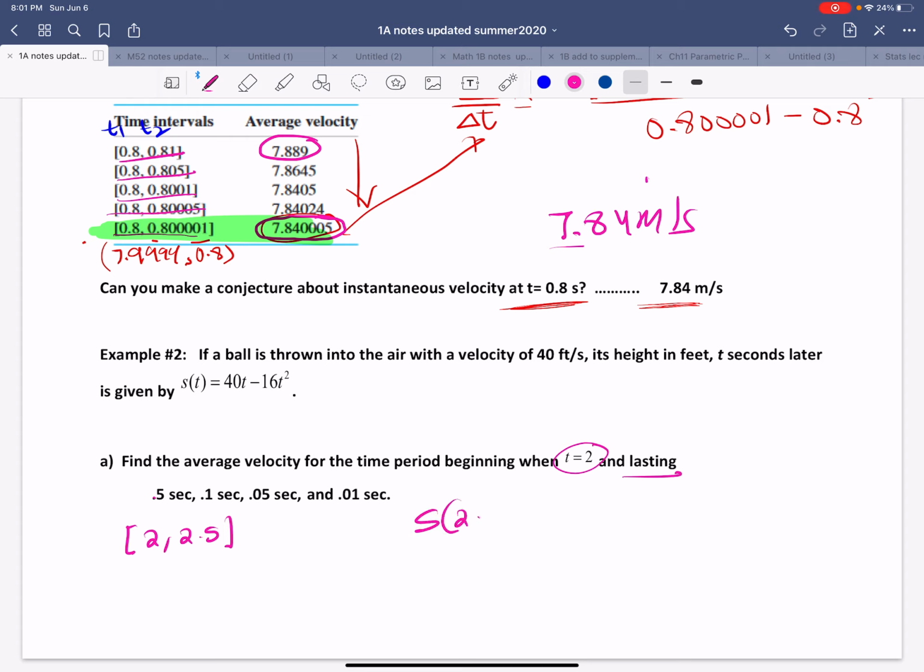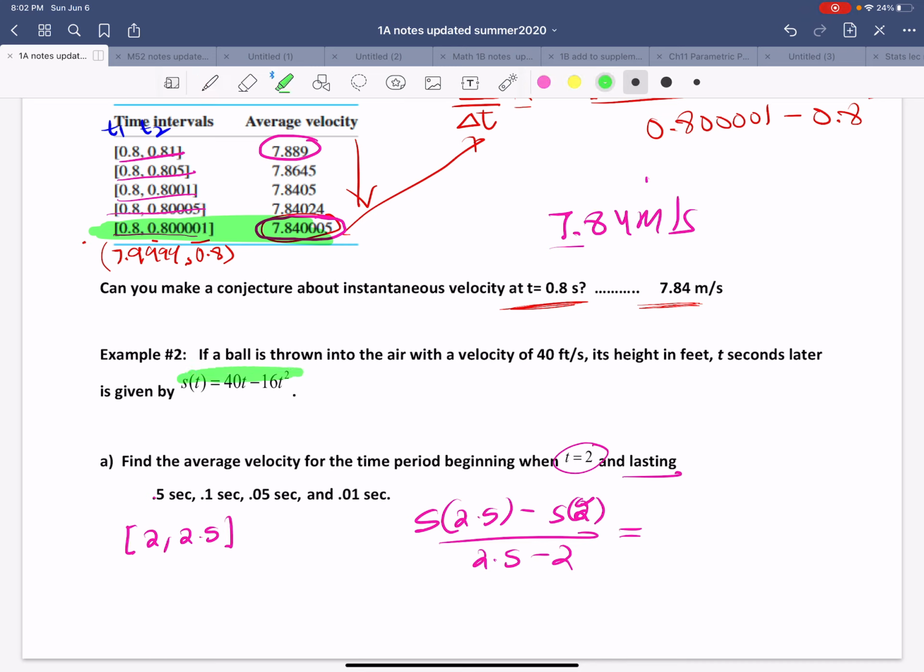I will have to do s of 2.5 minus s of 2.0, or I don't need to write 0.0, s of 2, divided by 2.5 minus 2. And that 2 is really long. And that's going to turn out to be, use a calculator.